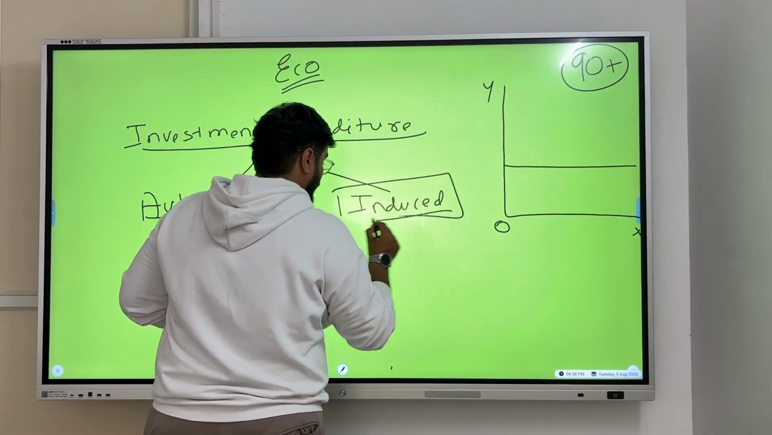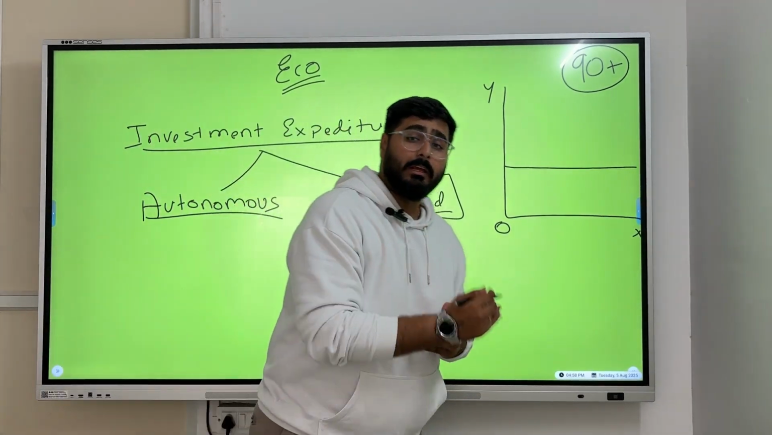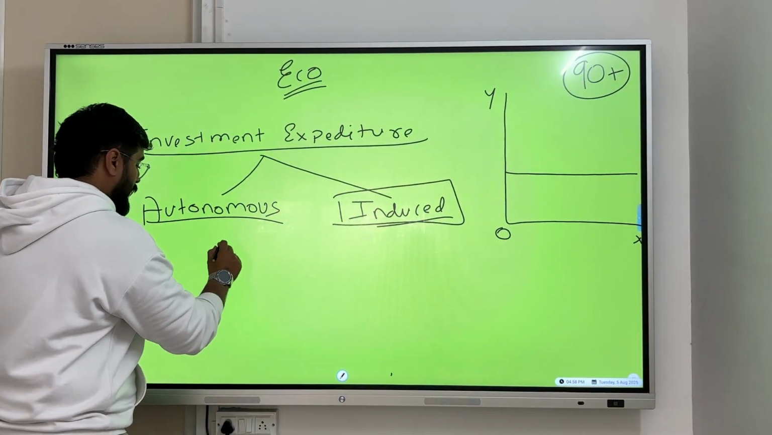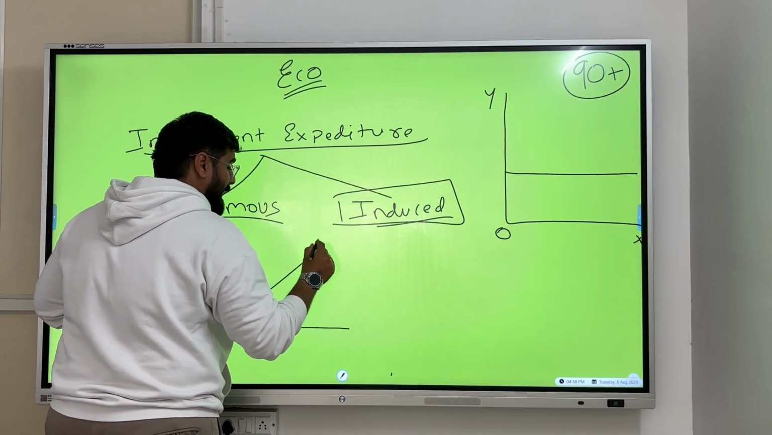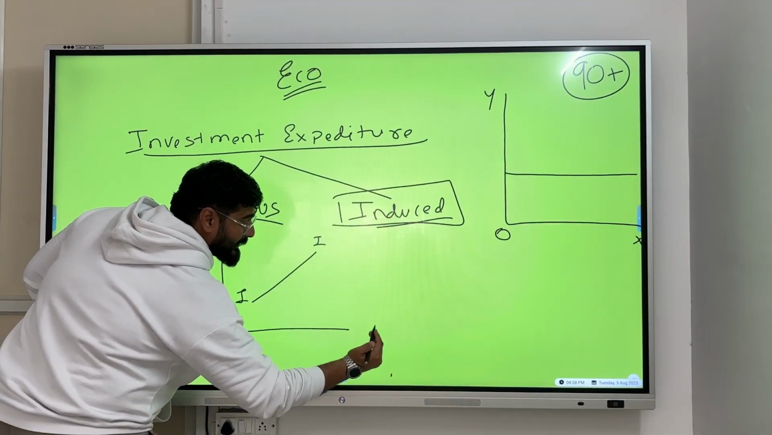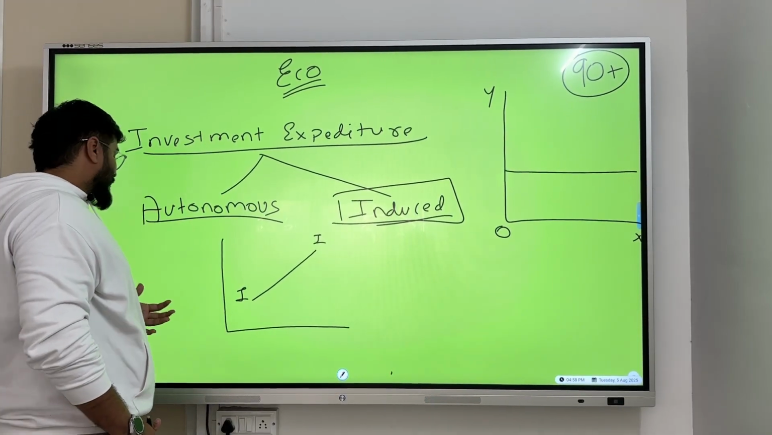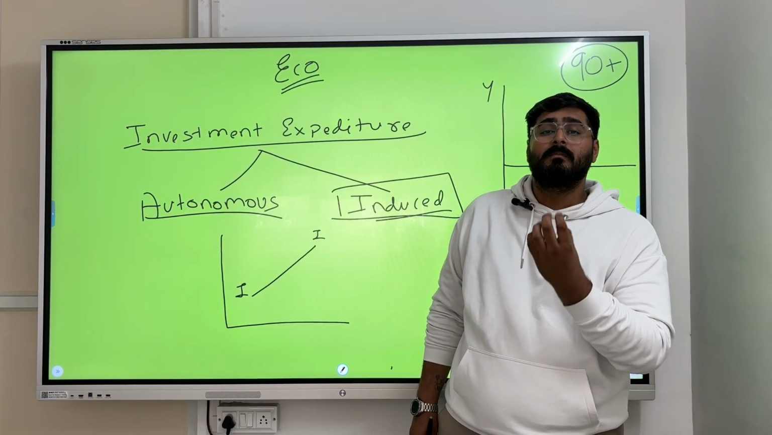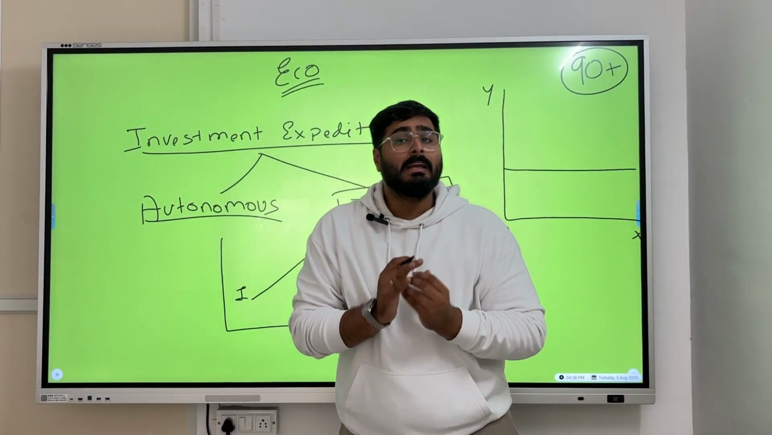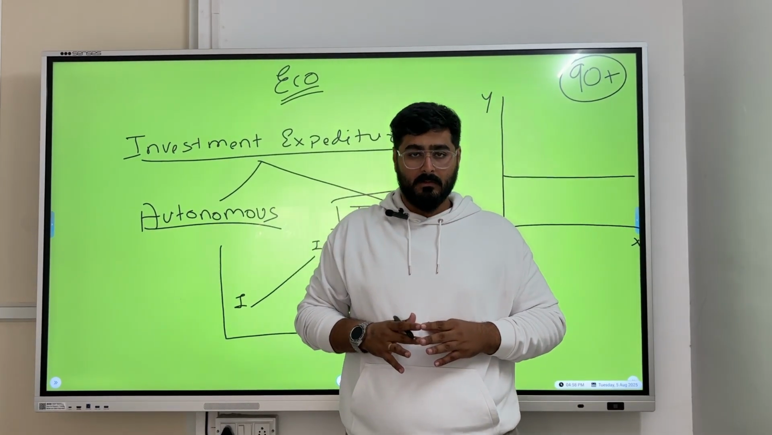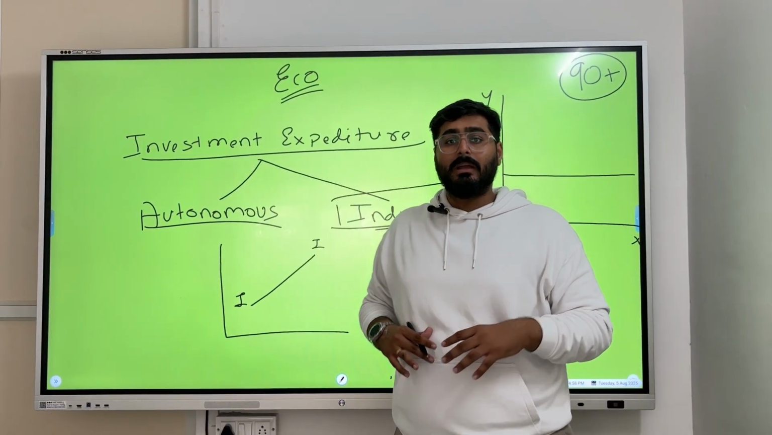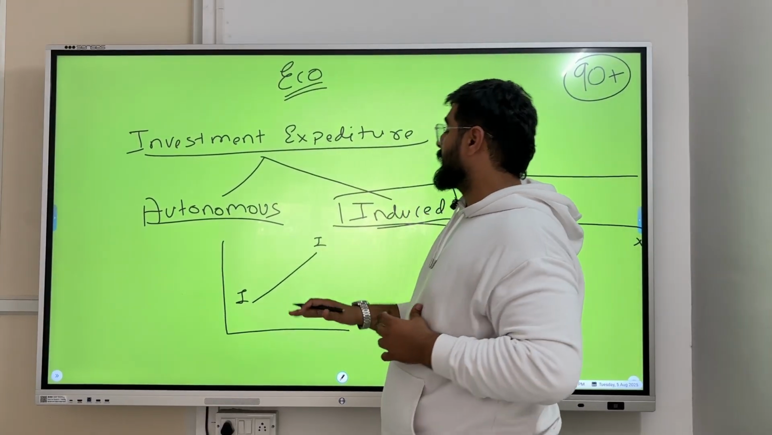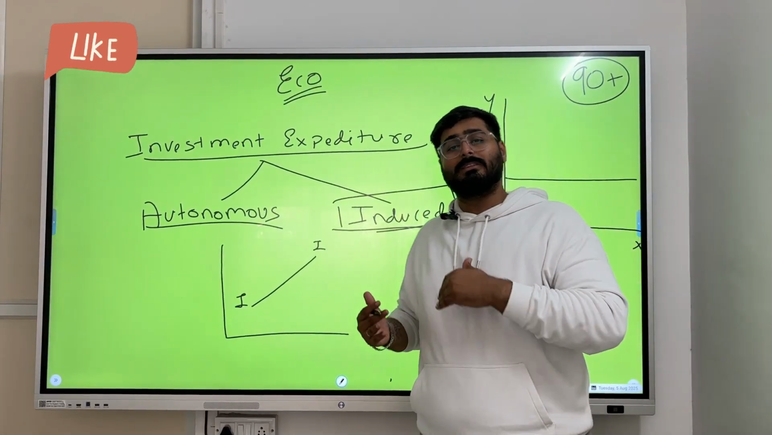But induced investment is when the economy's income increases, the investment also increases. So this induced investment is going to be something like this. Someone will say, sir, why does it not start from the origin? Because at zero income you are not investing. As and when your income increases, in the beginning you are not going to invest that amount, you will use it for your autonomous consumption and repayment. So initially the investment does not increase, but after a certain level of income, your investment increases.